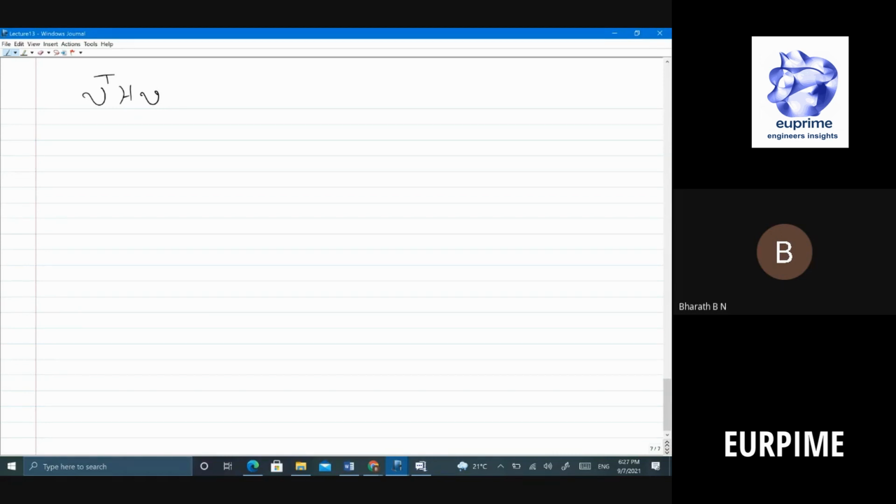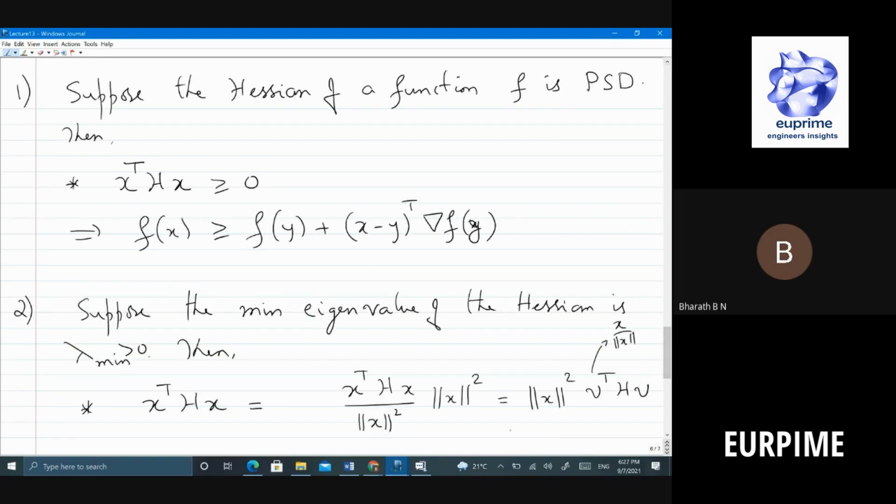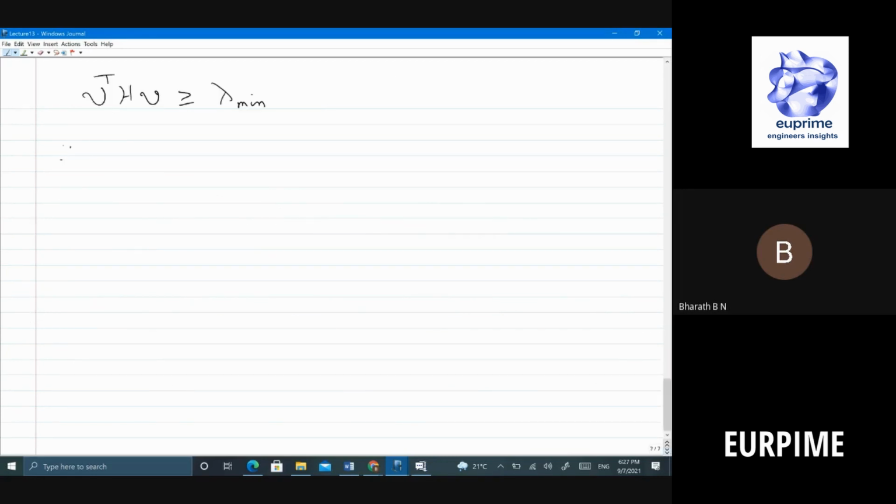Why is that? Because I can choose v to be the eigenvector corresponding to the least eigenvalue, so you'll get lambda min. If you choose any other vector, it will have a component in the direction of other eigenvectors, which is larger than lambda min, so you can verify that. So this is greater than or equal to lambda min. So what do I get here? This will be greater than or equal to norm of h squared times lambda min. Therefore, this implies x transpose hx is greater than or equal to lambda min times norm of x squared.